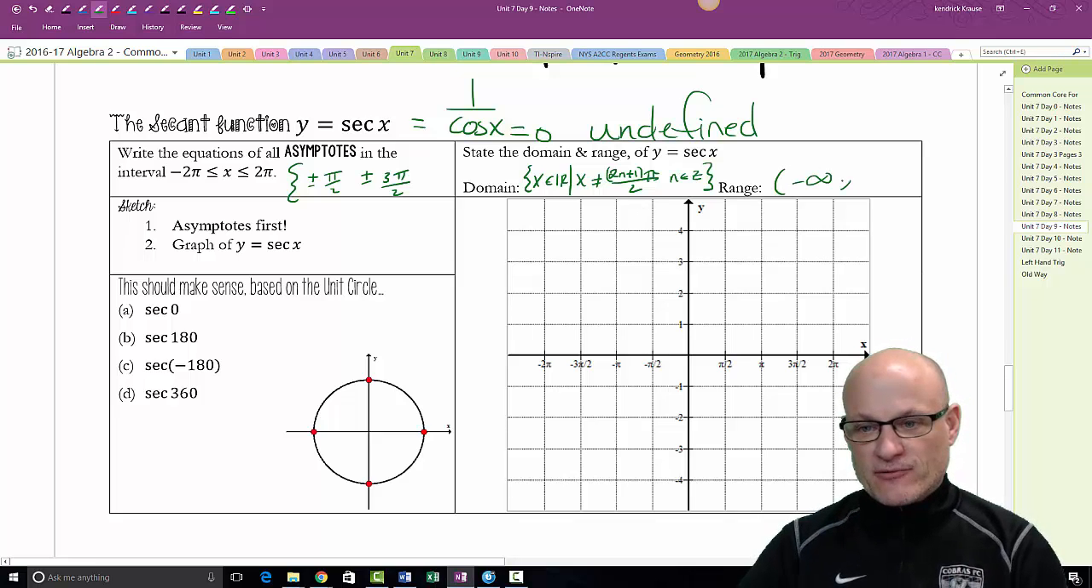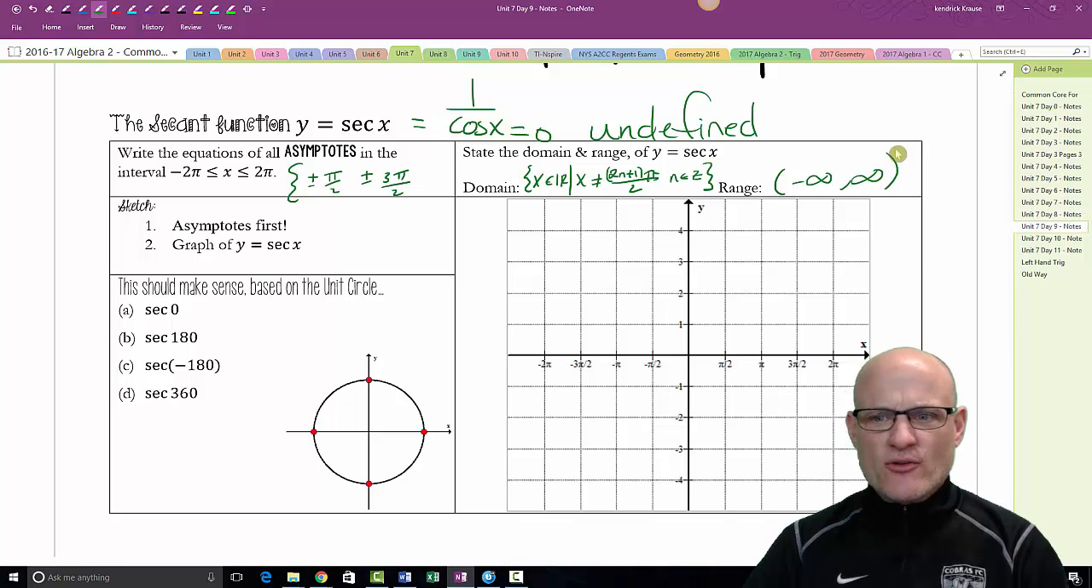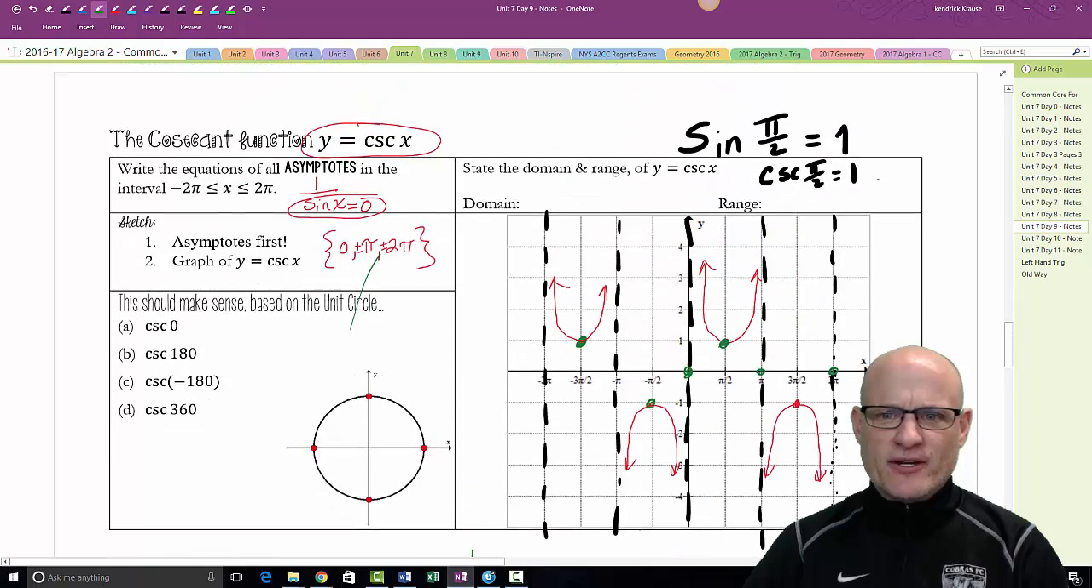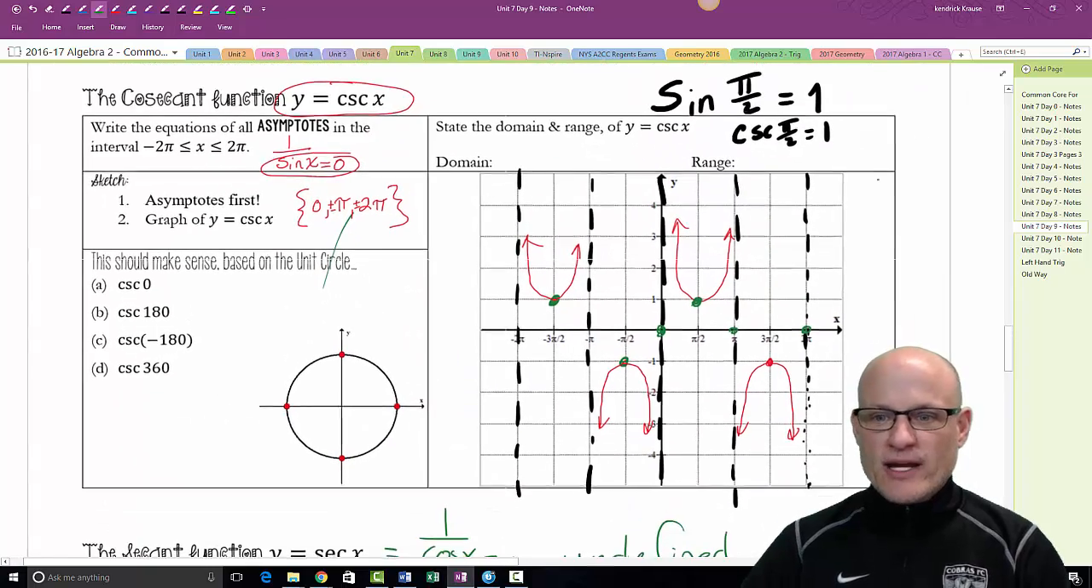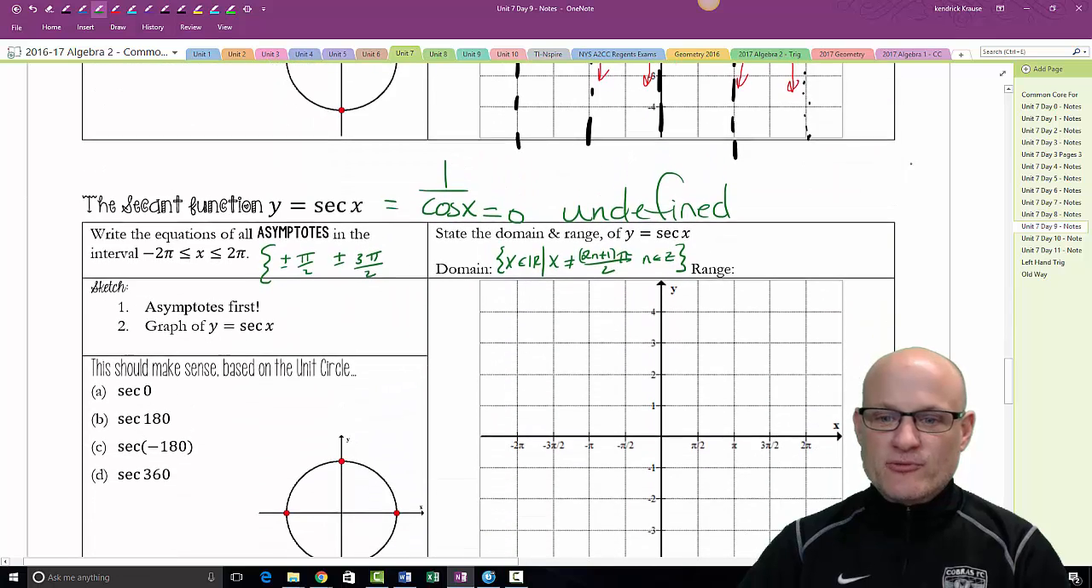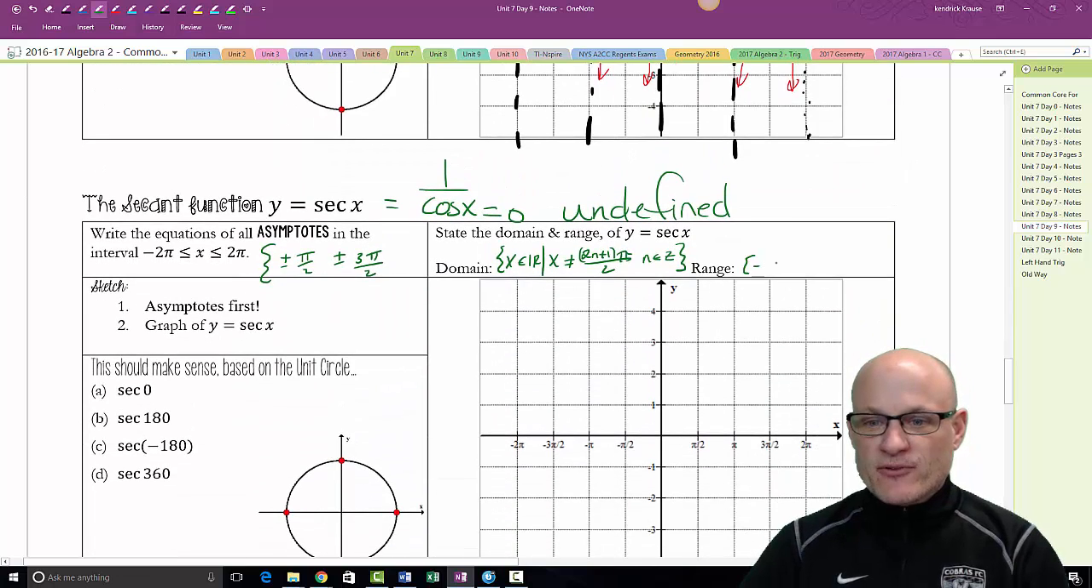Negative infinity, positive infinity for the range. No, this is not even true. Why did I write negative infinity to positive? I think I wrote negative infinity to positive. No, I didn't. Thank goodness. The range here is from negative infinity to negative 1, including, or from 1 to positive infinity. And that same is going to be true for this one. It's from negative infinity to negative 1, inclusive, union 1 to positive infinity.